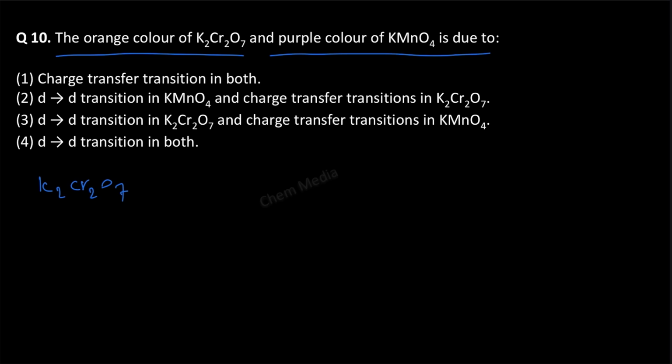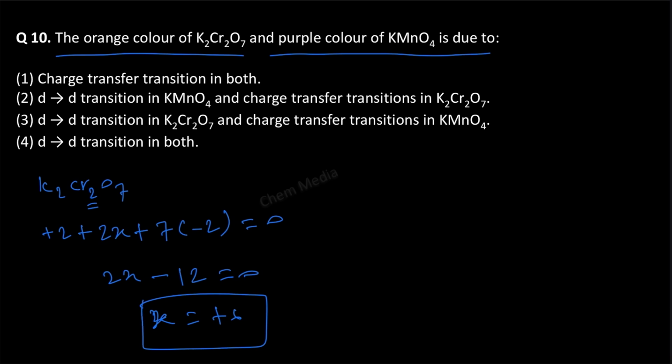For potassium, we give plus 1 as the charge. We have 2 potassium atoms, so therefore plus 2 here. For chromium, we are going to determine it, therefore plus 2x because we have 2 chromium atoms, plus 7 times minus 2 because that's the charge we give for oxygen, and that is equal to 0. So therefore 2x minus 12 equal to 0. Therefore x is equal to plus 6. This means chromium is in plus 6 oxidation state.